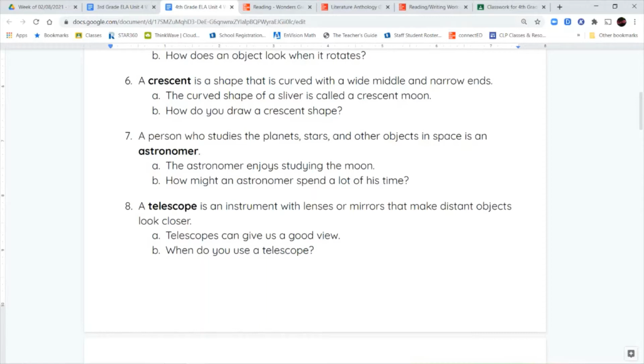And our last word is the word telescope. And a telescope is a tool or an instrument that has lenses on it, like magnifying glasses and mirrors, to make things that are far away look close. So if you've ever used a pair of binoculars, those work the same way a telescope does, right? You look through it so that something that's far away, you can see it closer than it actually is.